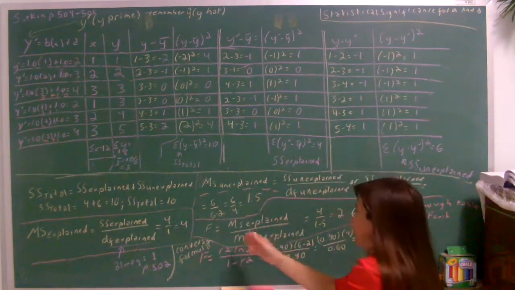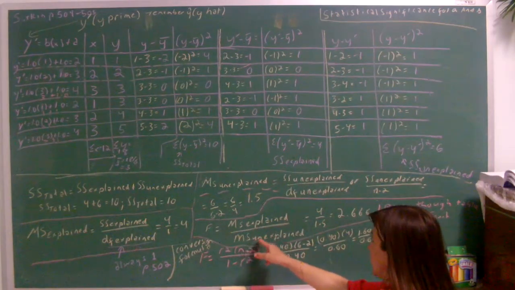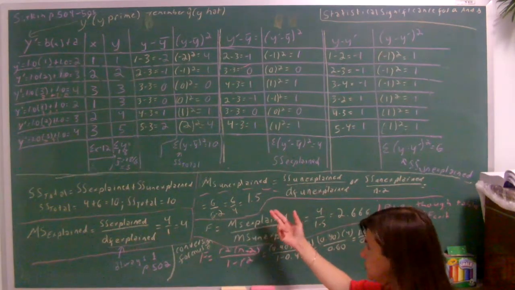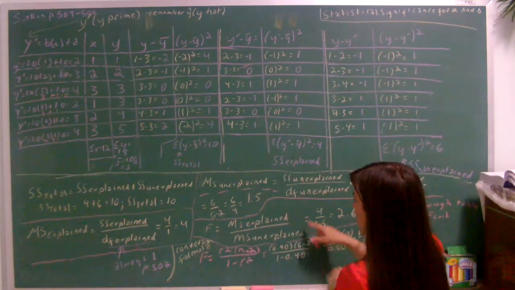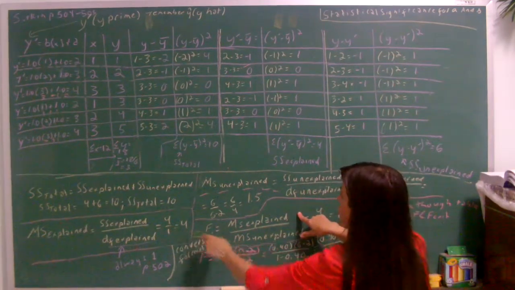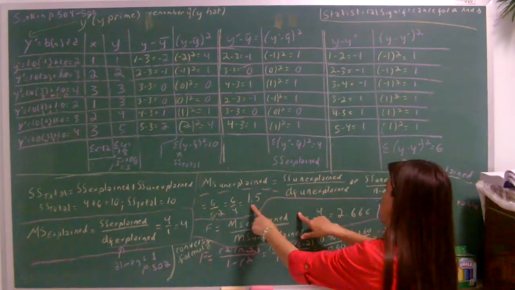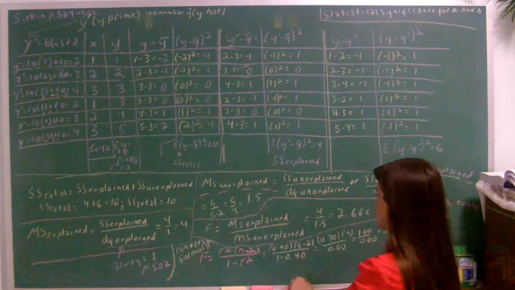Now we go to the F. The F equals the MS explained divided by the MS unexplained. Those are the two numbers we just figured out, okay, ladies and gentlemen? The MS explained is the first one, that was a 4. And the unexplained one was a 1.5. So 4 divided by 1.5 equals 2.666.